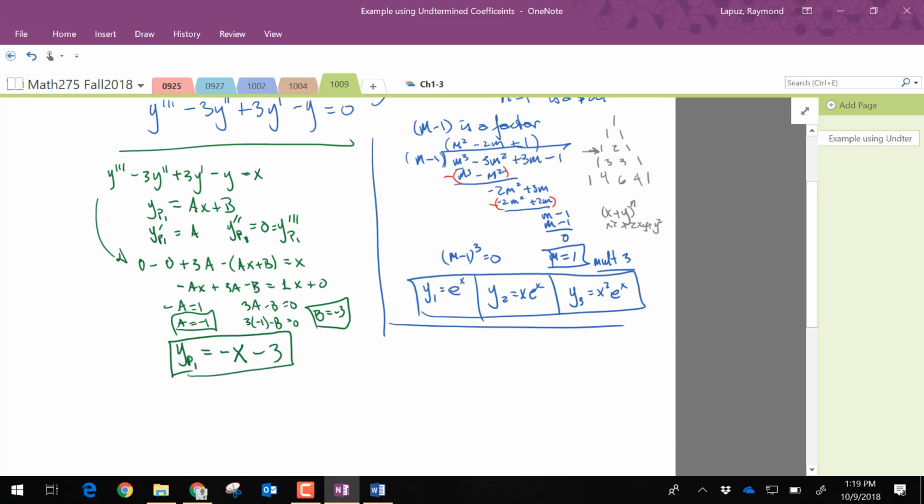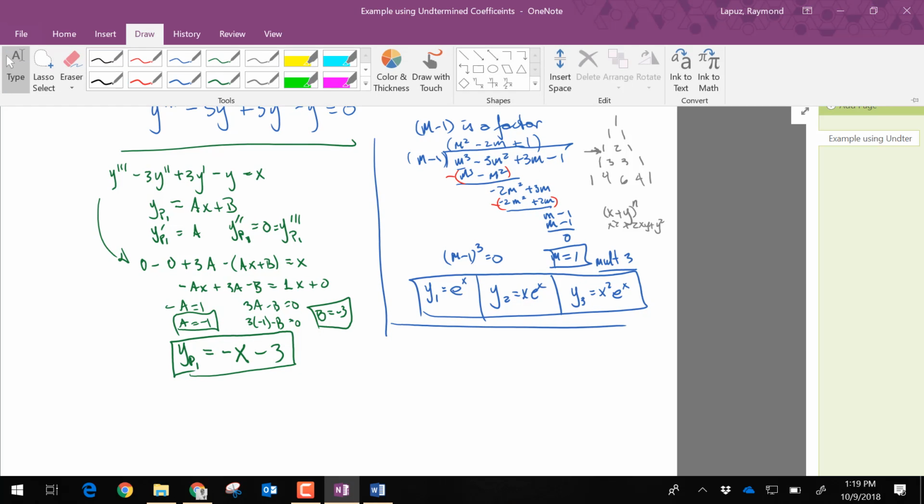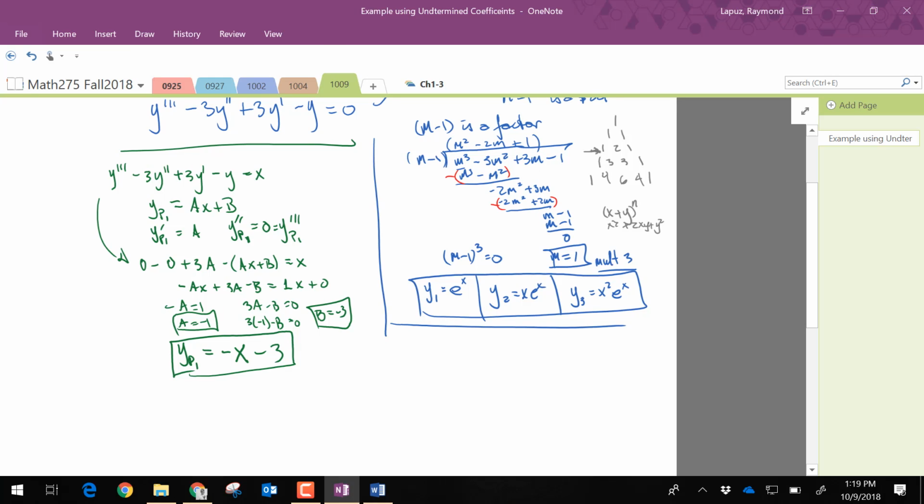I just set them equal to each other. So if you have two polynomials that are equal to each other, you just look at the coefficients. So negative a is going to equal 1. Maybe I should circle it. Negative a is equal to 1, and 3a minus b is equal to 0. So we set them equal. We have two equations and two unknowns, but we didn't have to do anything fancy for this. All right, that's one down.